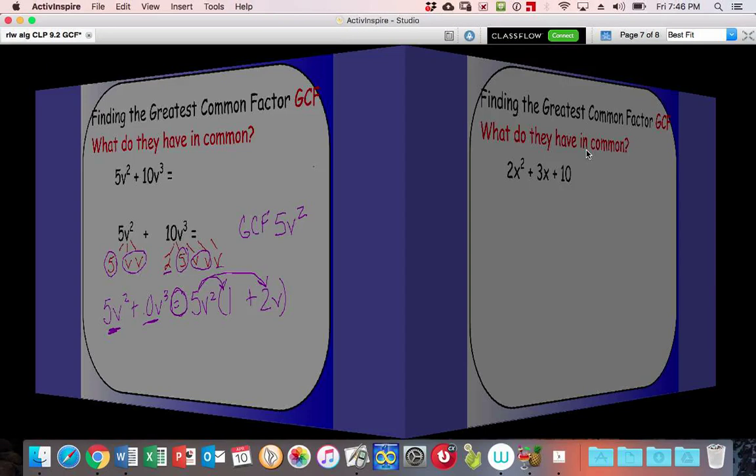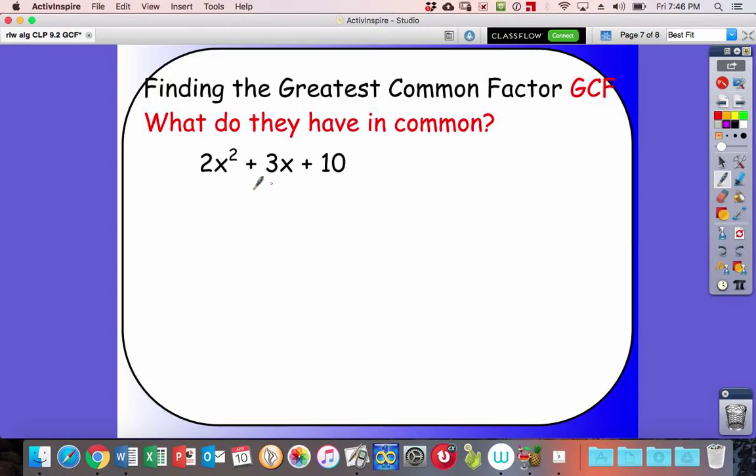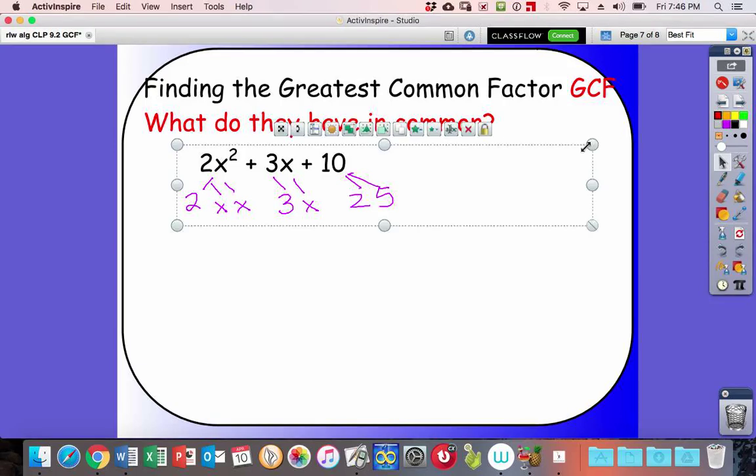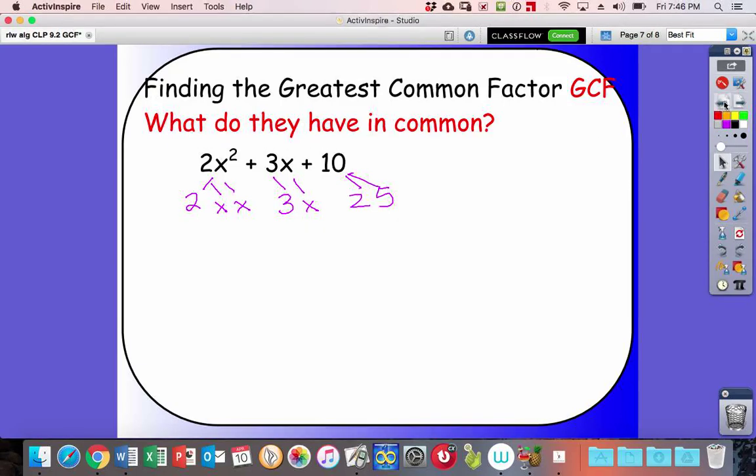Okay, let's do one more example. This is my last one. Okay, I got a 2x squared. 2's prime, x, 3's prime, x, 10, 2, and 5. I'm going to change my pen color. The reason I wanted to show you this is because this is one we had on a concept check, and a lot of people missed it. Now I want to change my pen color, and it's not letting me. Oh, I have to be on pen.